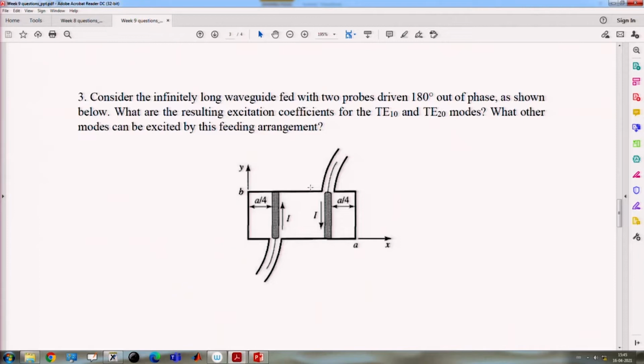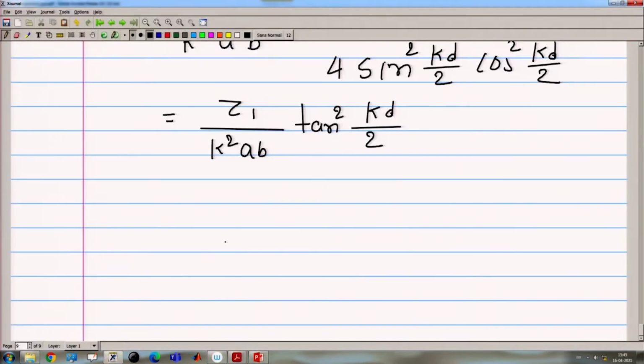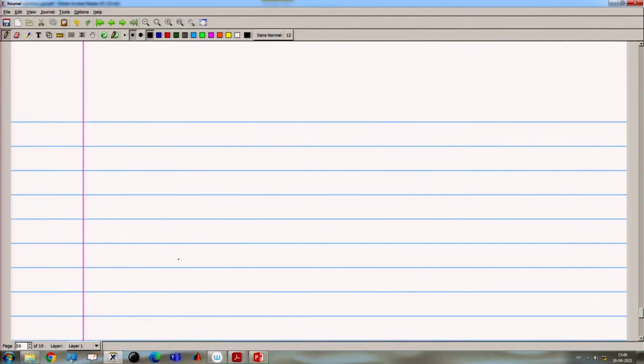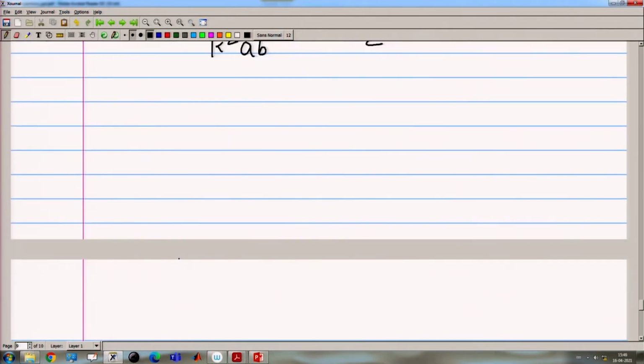For this, we will first calculate the resulting excitation coefficient for the TE10 and TE20. Here the two probes are 180 degrees out of phase. One is at x equal to a by 4, and the other is at distance a by 4 from the right side, that means at x equal to 3a by 4. So, this is the third problem.